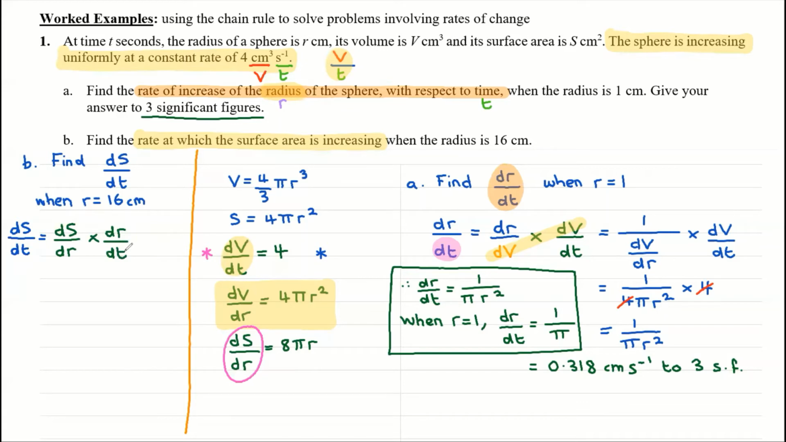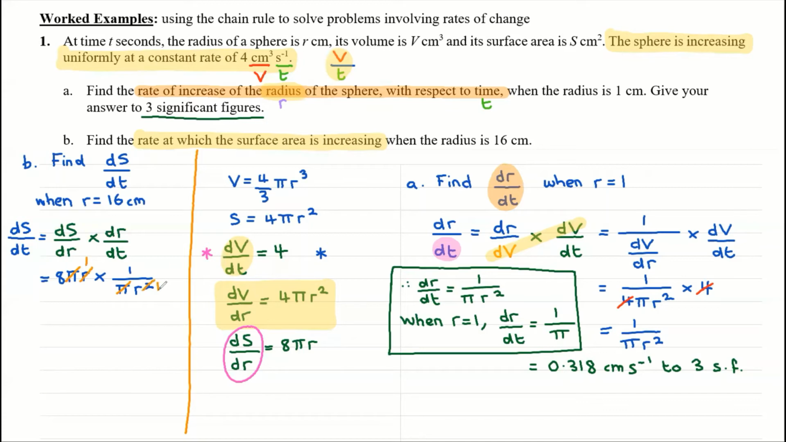Okay. dr by dt is 1 over pi r squared. So let's plug those in. Hope that makes sense. So it's ds by dr, so that's going to be 8 pi r multiplied by dr by dt, which was 1 over pi r squared. So there's lots of cancelling going on here. Okay, so it looks like the pi's are going to cancel out there and there. And r is going to cancel out there.